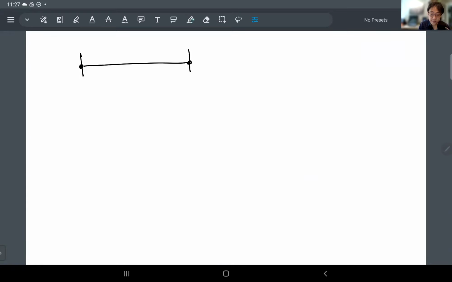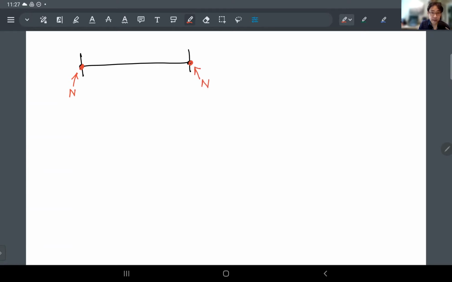And then you can apply all the stuff that you just learned. You already fixed both ends of the string, so this end will not be able to move. That must be a node. This end also cannot move. This must be a node.